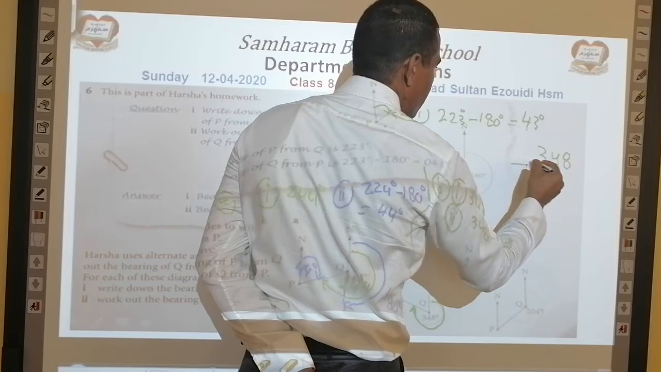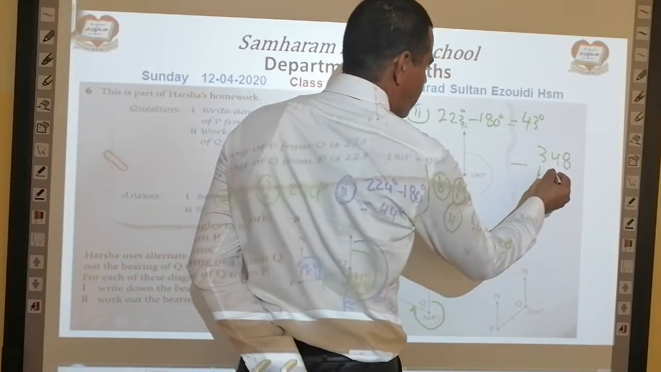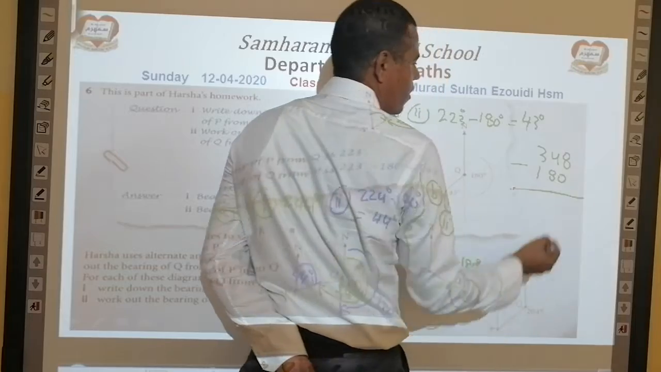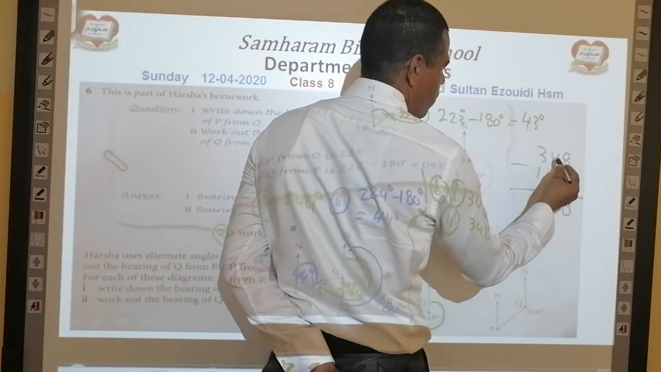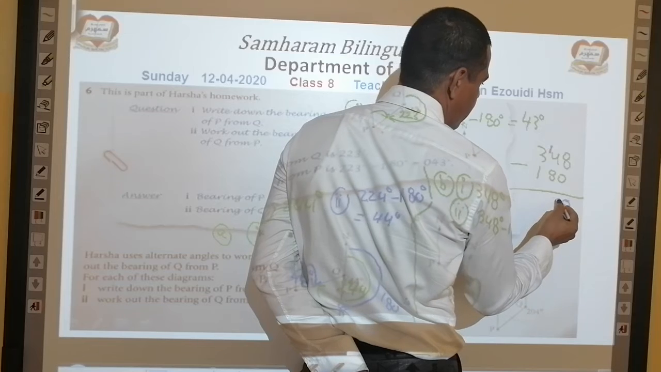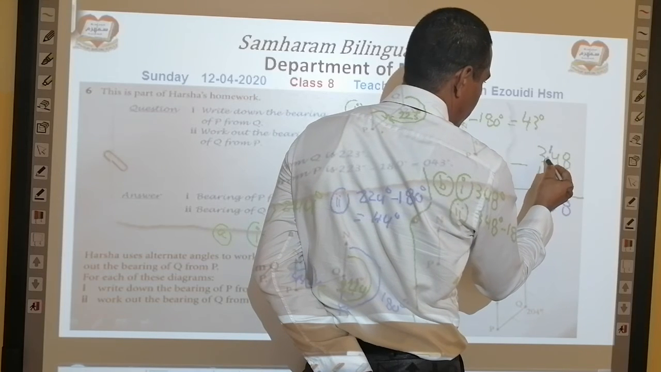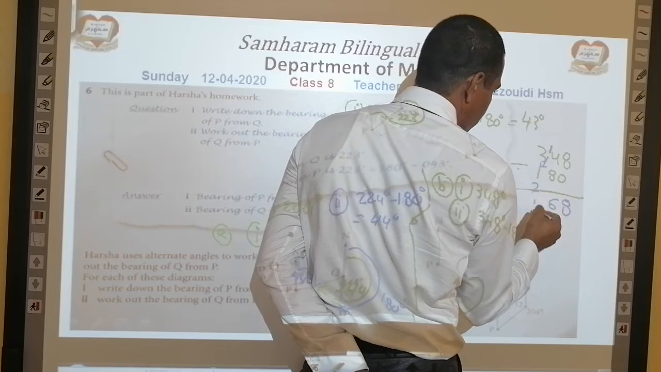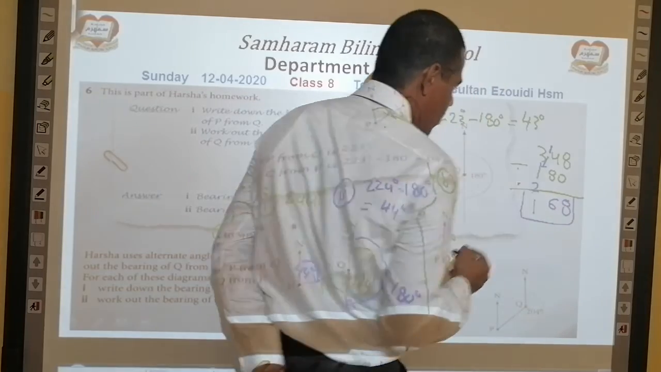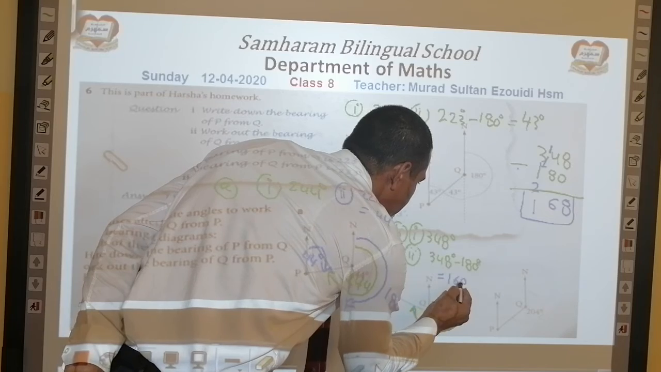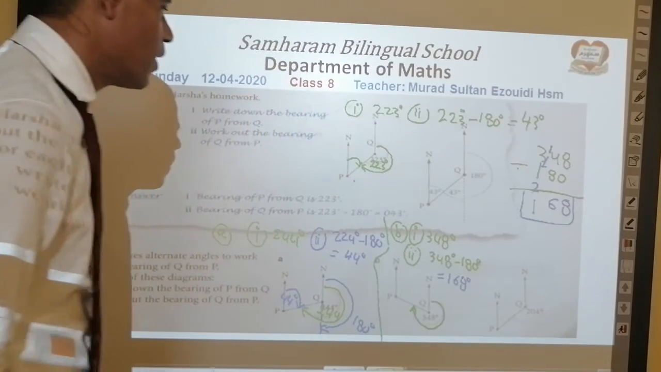How do we do it here? 348 minus 180. 8 minus 0 is 8. 4 minus 8, not possible. 14 minus 8 is 6. Then the one that I borrowed, I will add it with the 1. 1 plus 1 is 2. 3 minus 2 is 1. So the answer is 168 degree. Okay?